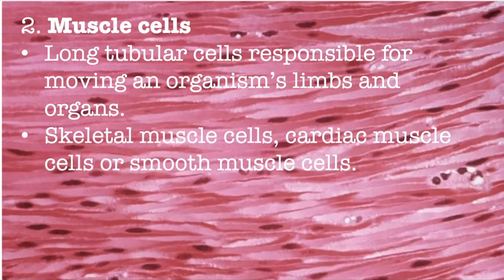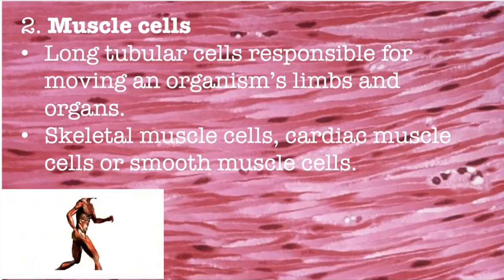Muscle cells can be either skeletal muscles, cardiac muscles, or smooth muscles. So, as you can see on the slide, the first illustration or graphic shows how a muscle cell looks like.